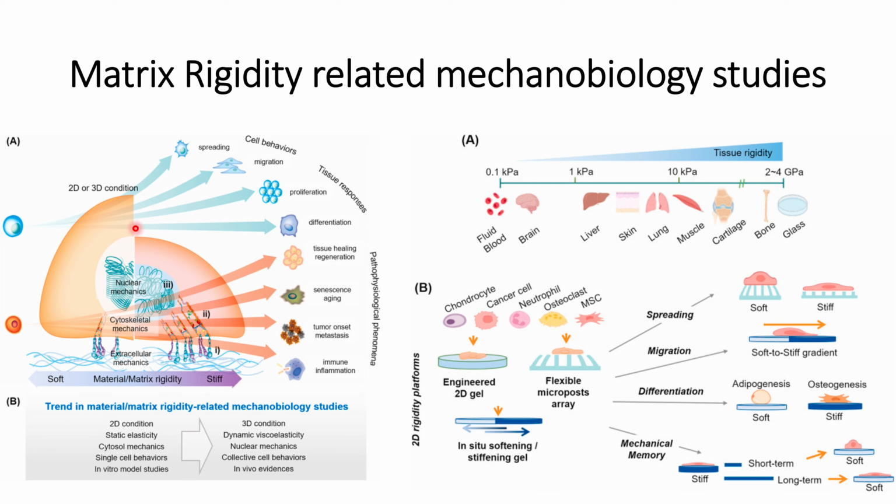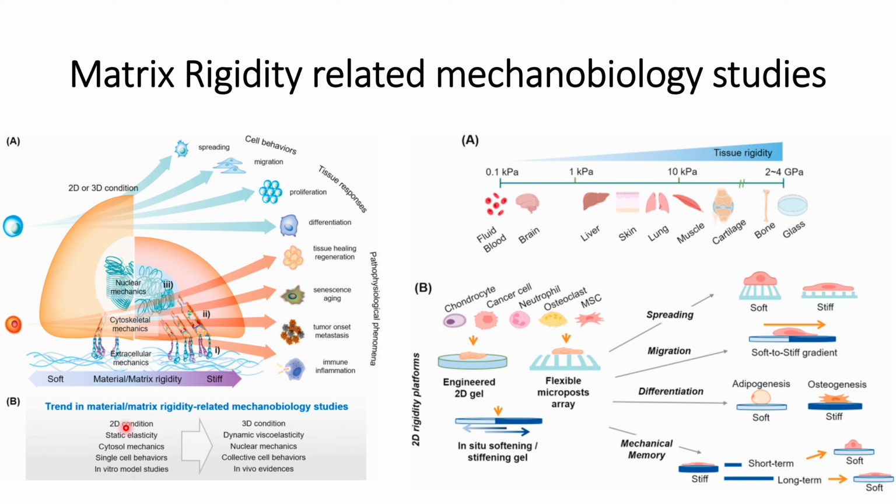ECM is stiffer. However, when the ECM is not much stiffer, then it might cause cell spreading, migrations, proliferations, differentiations, which are the regular path. However, when the stiffness of the ECM changes and it becomes more stiff, it might cause the pathophysiological phenomena that we have just discussed. Next, here is a brief overview of how these interactions in matrix rigidity related mechanobiological studies are being studied.